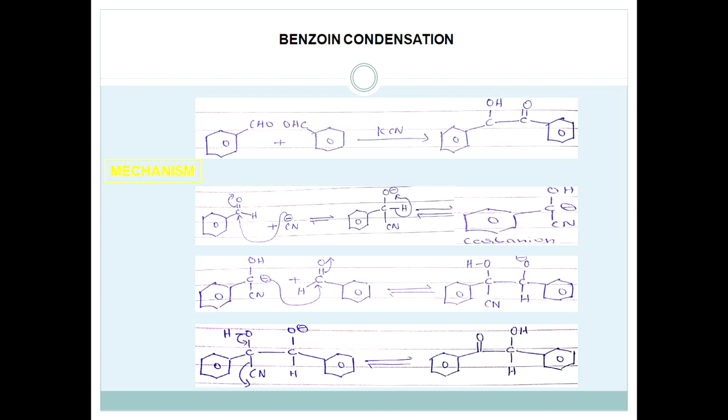Finally, protonation of the alkoxide ion takes place, and the cyanide ion departs from the alkoxide ion. The required benzoin is obtained. This is the mechanism behind the benzoin condensation reaction.